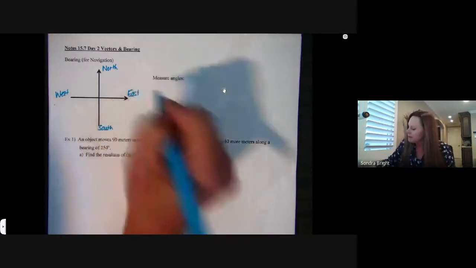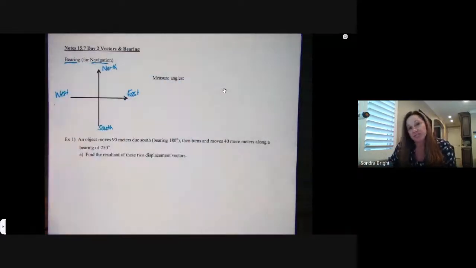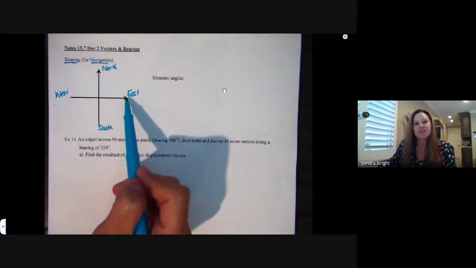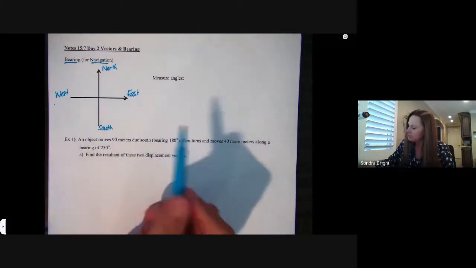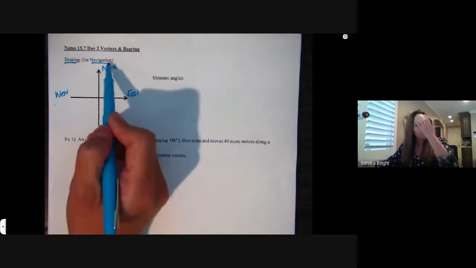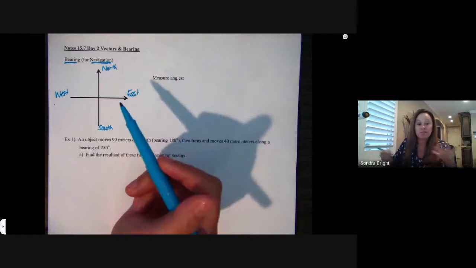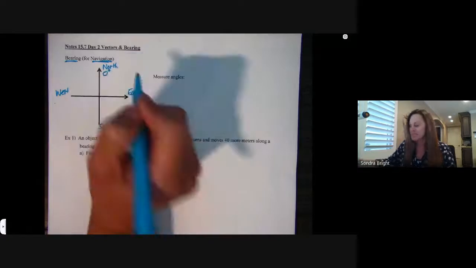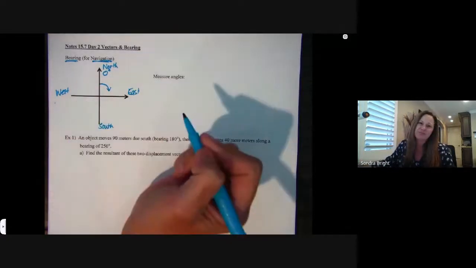Now, bearing used for navigation is measured differently from the rest of trig. What you're used to in trig is using the positive x-axis as 0 degrees and then going counterclockwise around the circle. But for navigation, they were using compasses, right? And they could see north. So north is actually where we're going to start. That's going to be 0 degrees, and it'll be measured clockwise. So completely different from the rest of trig.